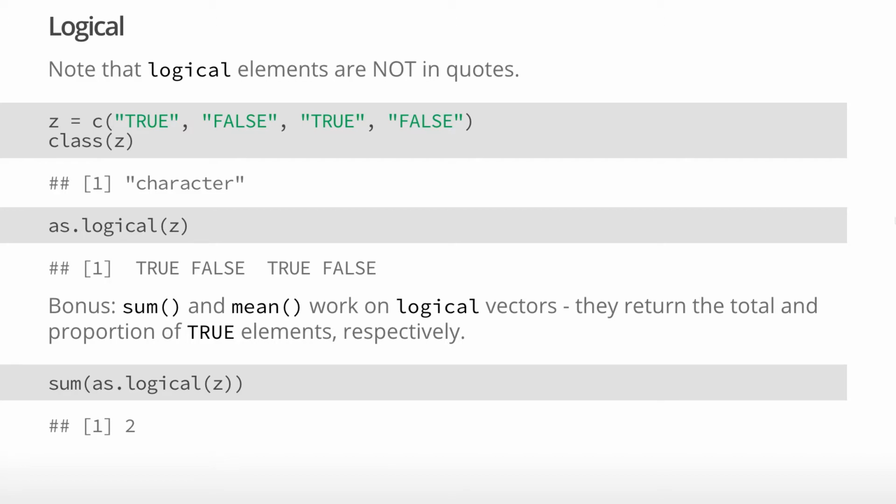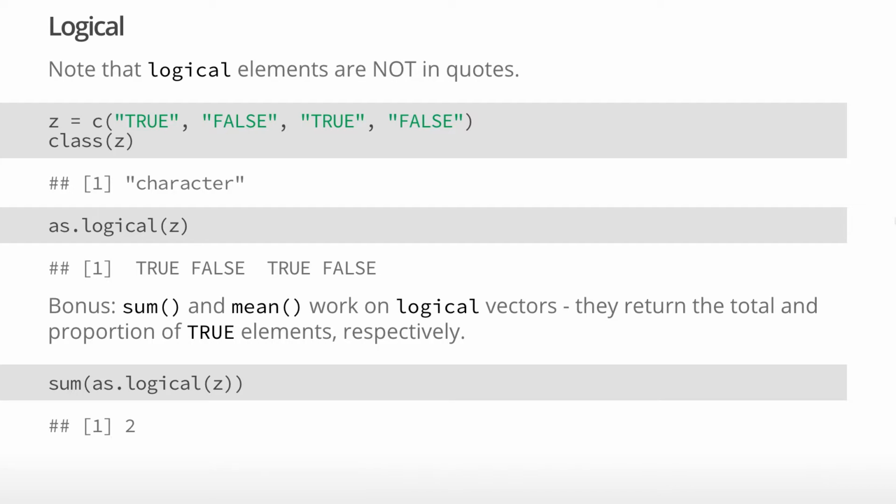So logical elements are not in quotes. If I say TRUE, FALSE, TRUE, TRUE, TRUE, FALSE, TRUE, FALSE, and I put them in quotes, class of that, R doesn't care that it is TRUE and FALSE in there. It says you put quotes around it, I'm treating it as a character. Okay? Class of that is character.